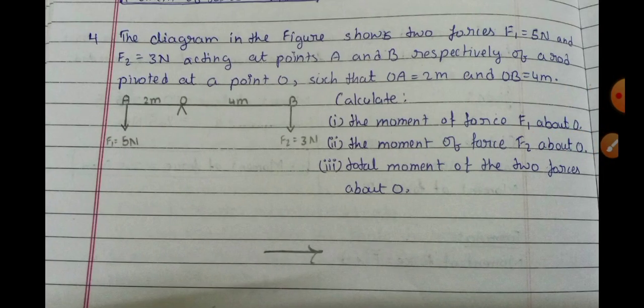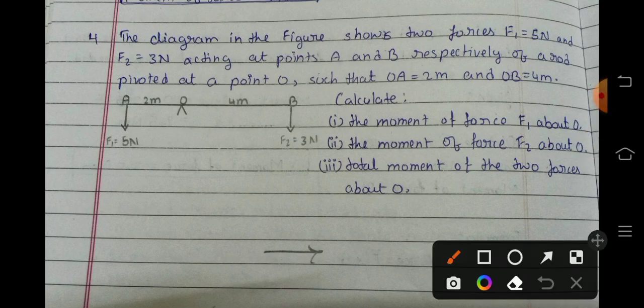Fourth one. The diagram in the figure shows two forces F1 equals 5 Newton and F2 equals 3 Newton acting at points A and B respectively of a rod pivoted at a point O such that OA equals 2 meter and OB equals 4 meter. Okay, it's very easy. Here is the one rod and these are the given points A and B.